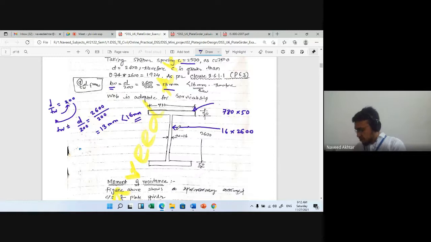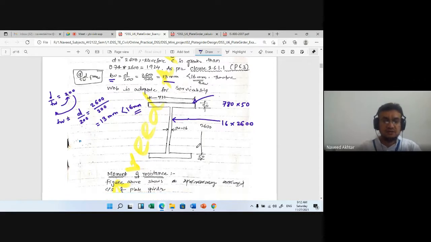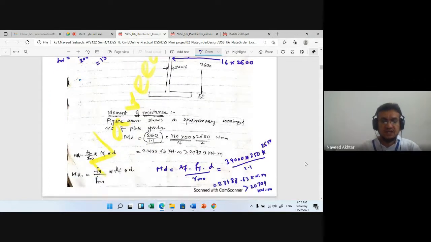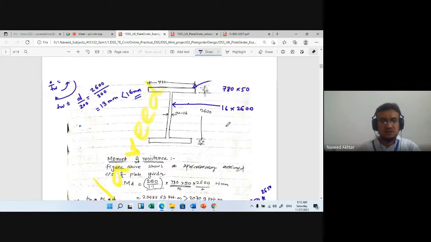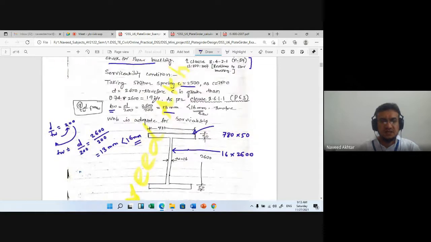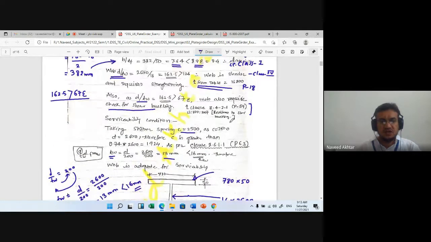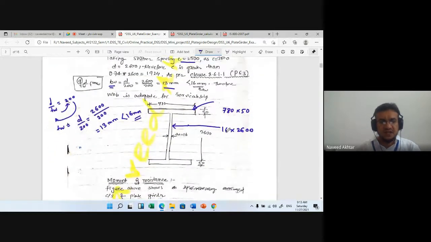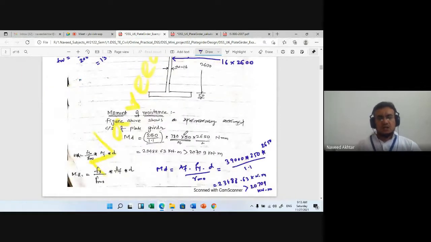Okay, and also we have chosen the first panel spacing of the plate girder, and that is we have taken the center to center distance for the first spacing as C equal to 2500. Based on that C by D ratio, we have checked the serviceability condition. Then the moment of resistance we have to find out.